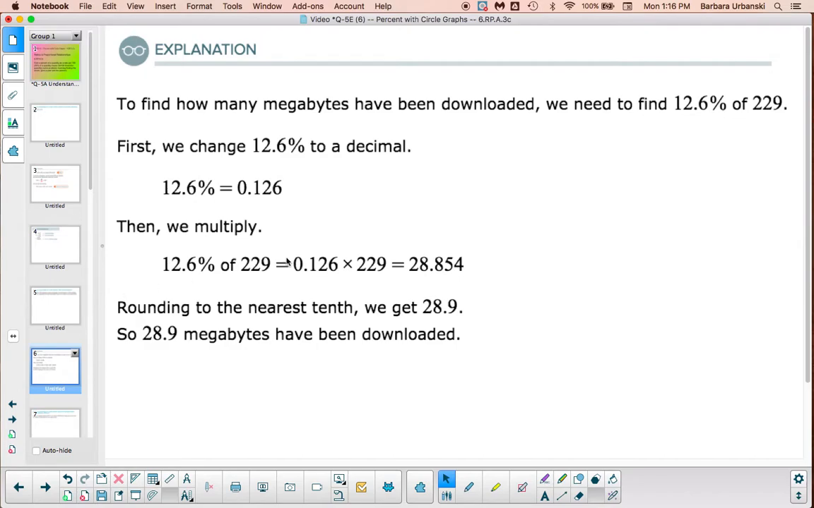Rounding it to the nearest tenth, we take a look. Here's your tenths place. You always draw a line, look at the guy next door. If it's 5 or more, you round up. And in this case, it's a 5, so you will round up to 28.9, and that would be your answer.